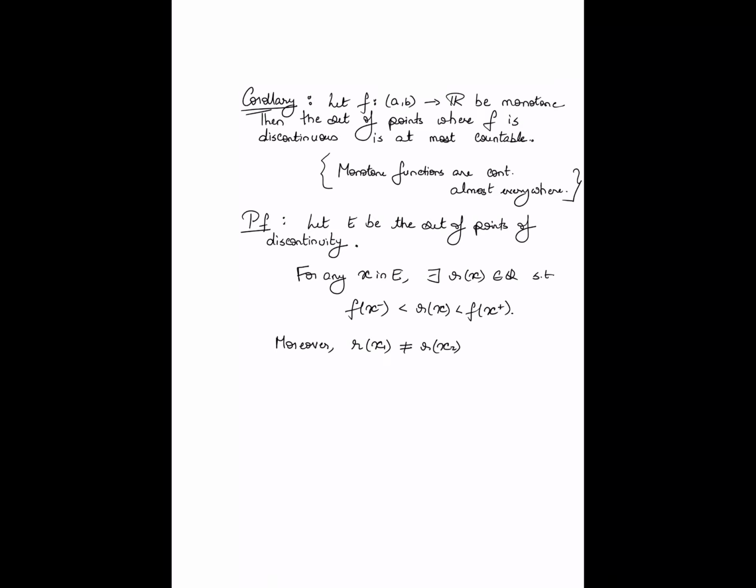R of x1 cannot possibly be R of x2 for x1 not equal to x2. Right? So if I give you x1, x2 in E. So for every element in E, I can associate with it a rational number R. And moreover, this mapping is one-to-one. In other words, no two different points of discontinuity can be associated with the same rational number R of x. Okay? So therefore, we have constructed a one-to-one function R that maps E to Q, right? And the existence of an injection from E to Q implies that E is at most countable.